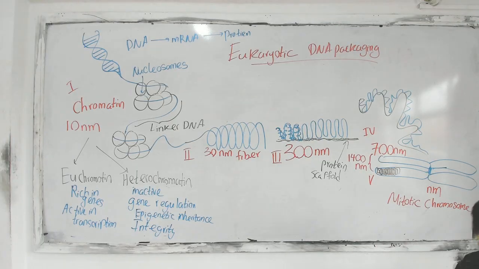In non-dividing eukaryotic cells, DNA exists as chromatin, which is of two types: euchromatin and heterochromatin.